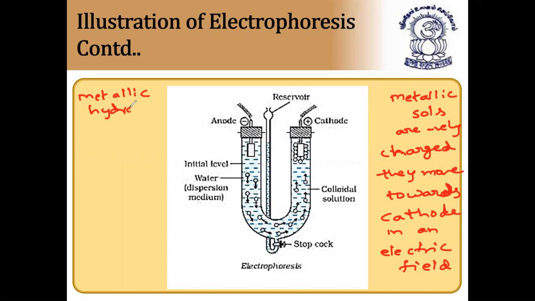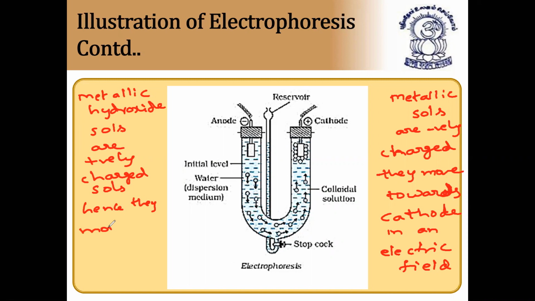Metallic hydroxide salts are positively charged, hence they move towards the cathode. These two statements are clear under the influence of an electric field. By passing current, the particles move towards the anode or cathode, and you can see the level of the solution rising on either the anode side or the cathode side. So this is called electrophoresis. I hope it is clear.